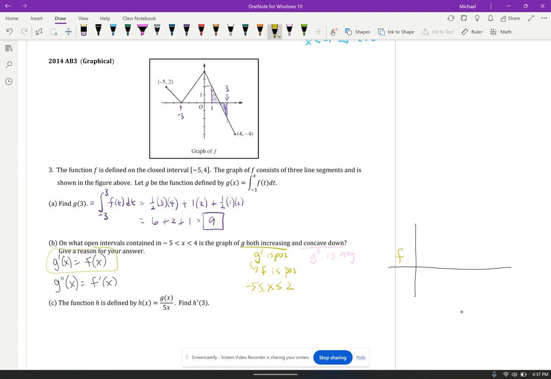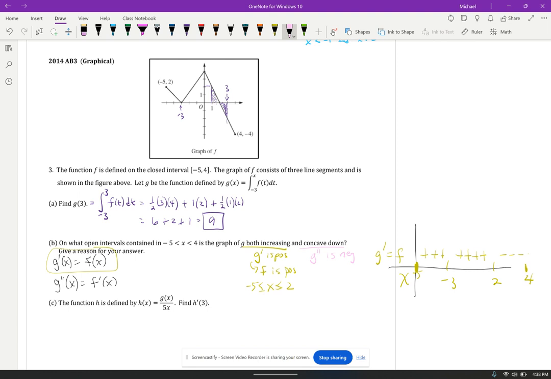f, which is g prime, is equal to 0 at negative 3 and at positive 2, but it is positive at all values, and then it becomes negative all the way to 4. And over here, that would be at negative 5. That would be the starting point and the end point, negative 5 to 4. So it's positive there. So you could also visualize it using the sign chart.